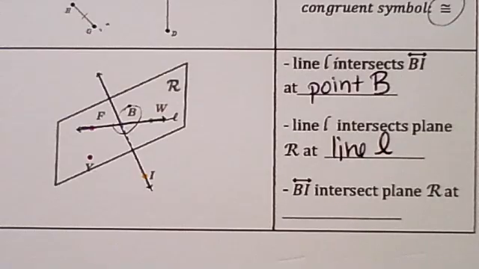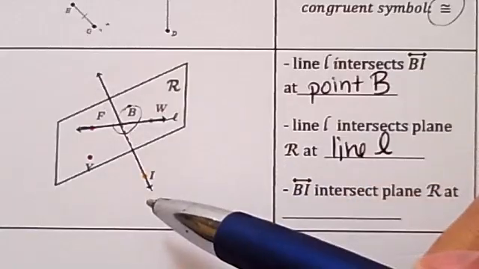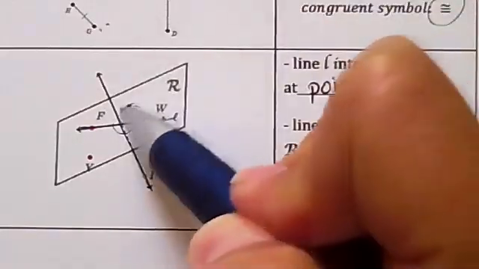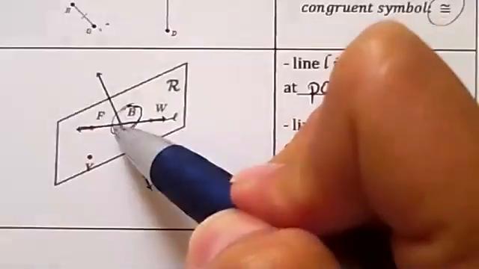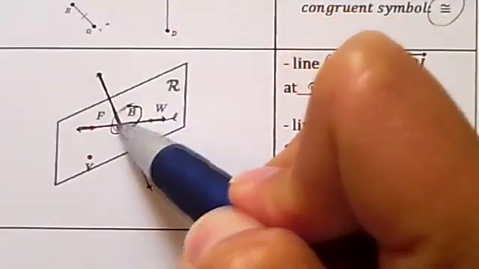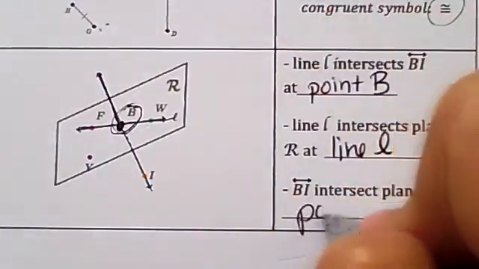So then if I have line BI, where does line BI intersect plane R? Well, BI is like the pen shooting through the paper, right? It's only touching it where it's going through the plane. So that would be at point B here. Do you guys see that? How this line goes through the plane right here, and then it goes behind it and underneath. So it would be point B.